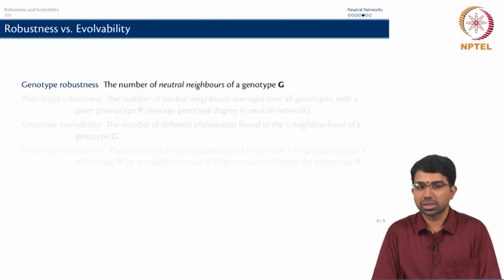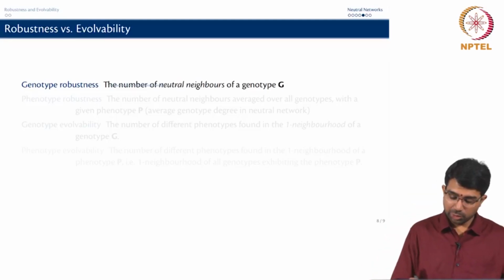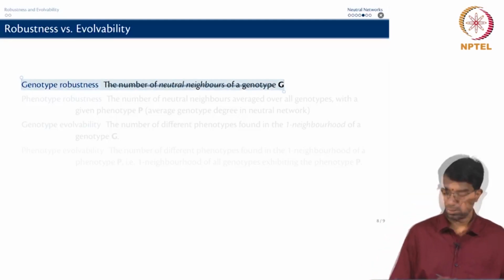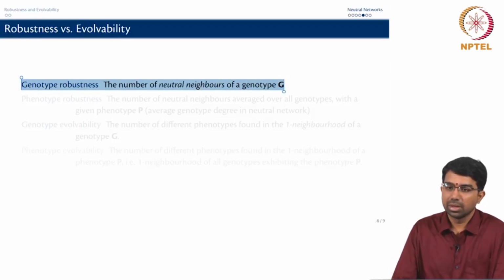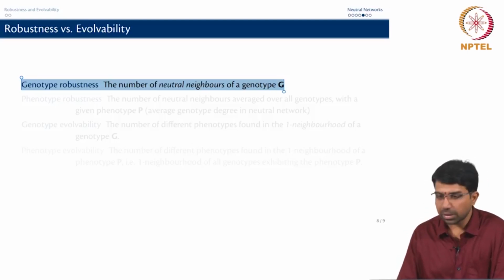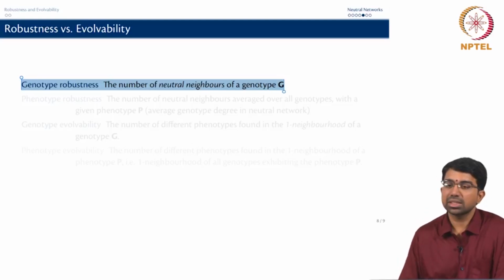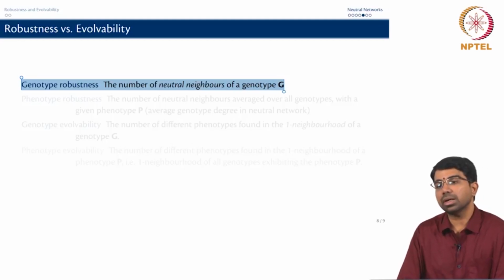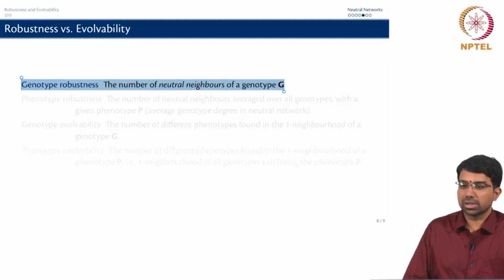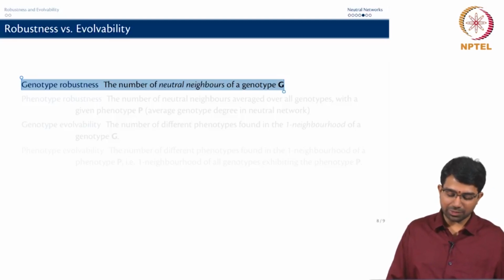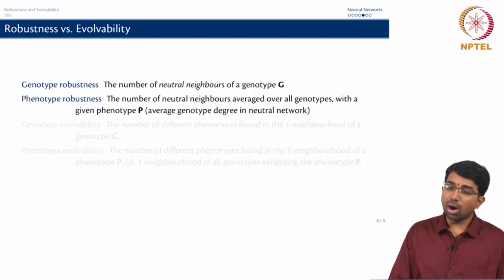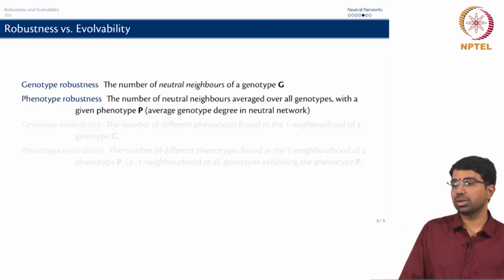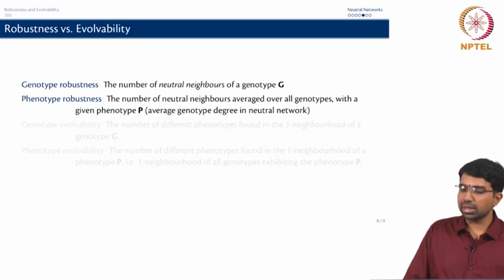What is genotype robustness? It's the number of neutral neighbors of a genotype G. Does it make sense? So the number of neighbors that share the same phenotype, meaning these are the edges. If I'm at a particular genotype, these are the edges that I can take without disturbing my phenotype. So what is phenotype robustness? It is the number of neutral neighbors averaged over all genotypes with a given phenotype. So this is nothing but the average degree of the entire neutral network.